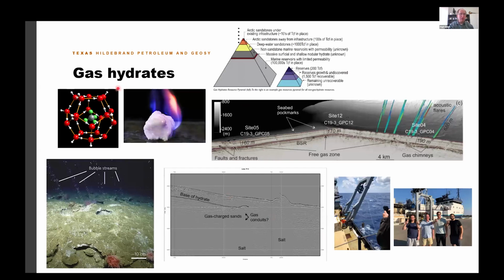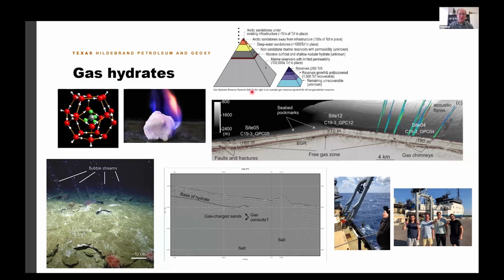So for those of you who don't know, gas hydrates are these ice-like compounds. They're made of water molecules that are arranged around a low molecular weight gas molecule. We call it a guest molecule. And the most abundant naturally occurring ones have methane as their guest molecule. So they form these hydrates that look like ice, but you can light it on fire, which is pretty cool.